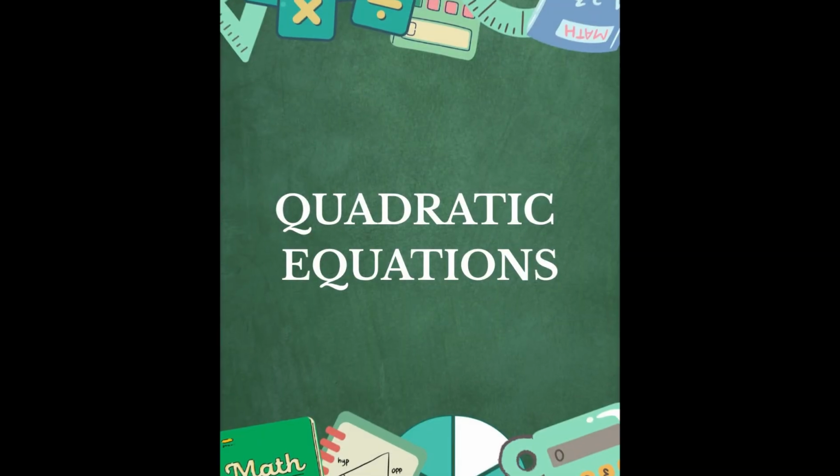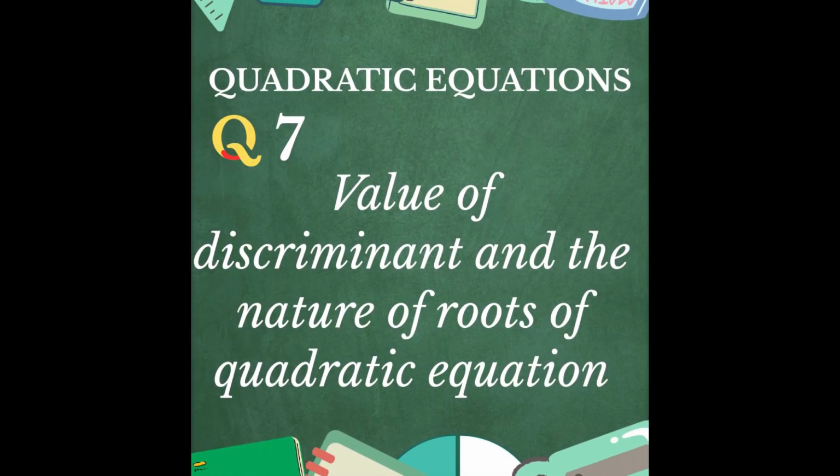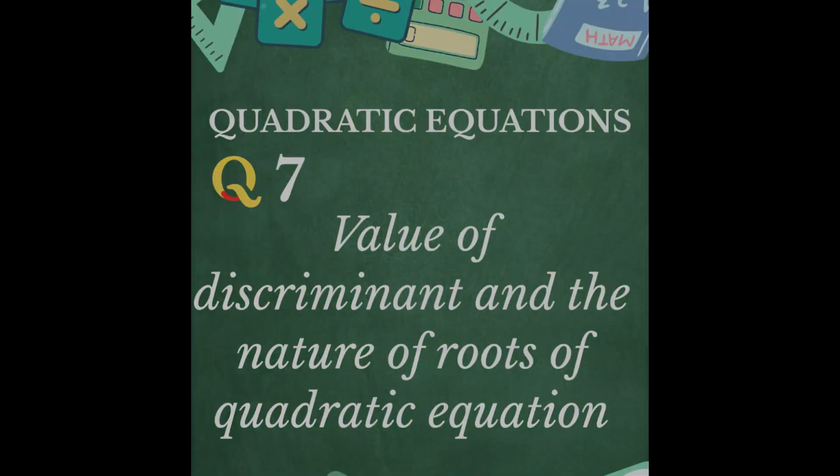Now the next three questions come from our chapter Quadratic Equations. The interesting question asked from this chapter is: find the nature of roots. We know that the discriminant of the quadratic equation helps us find the nature of the roots, that is b square minus 4ac. The value of b square minus 4ac decides whether the roots are real, imaginary, or equal. So we have to find this.